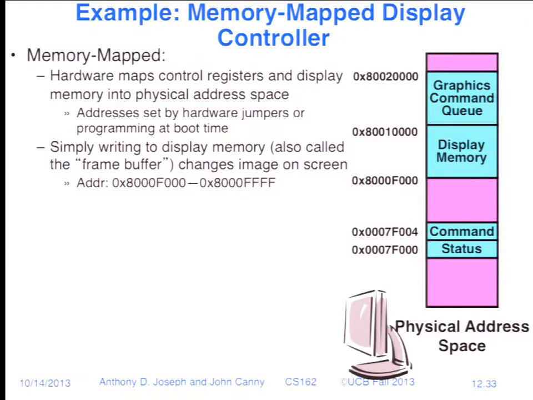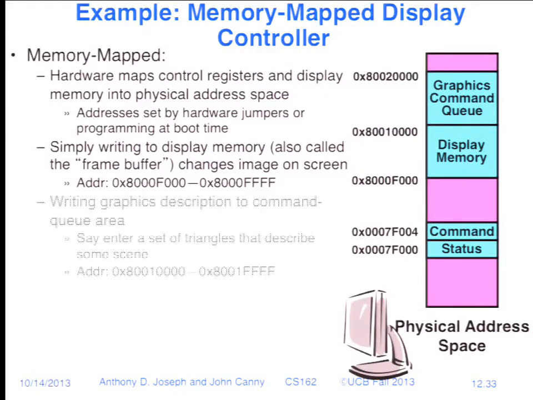So this address range here is that one, right? This is the display memory right here. So writing into that directly causes things to appear on the screen.